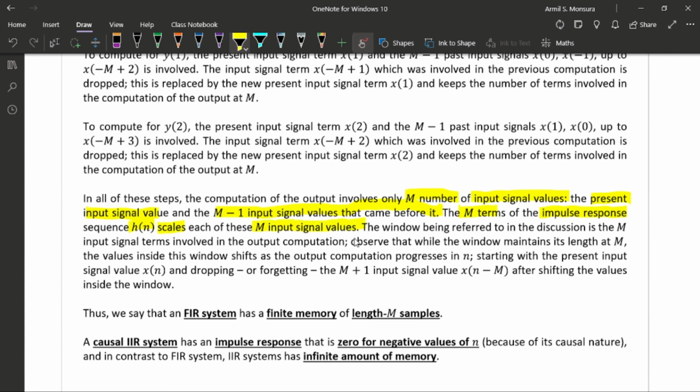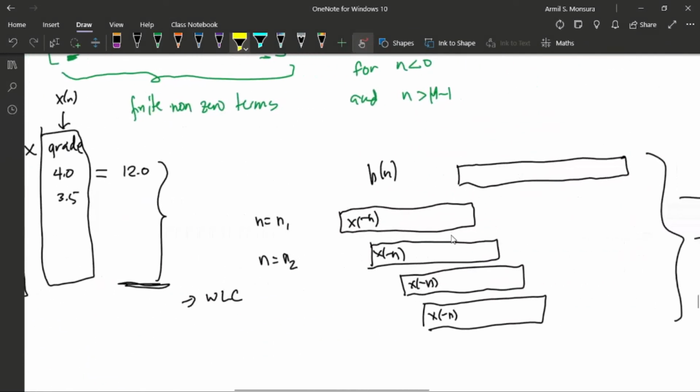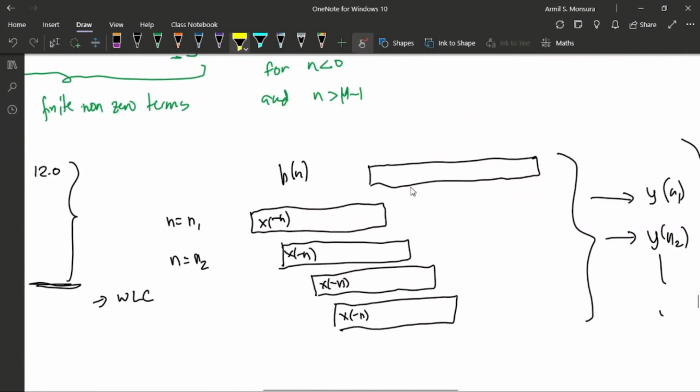So each of those input signal values is being scaled, or weighted, by your h of n. Since your h of n is finite, we refer to this as a window. In signal processing lingo, a sequence that is of finite length is called a window. Rectangular window usually.